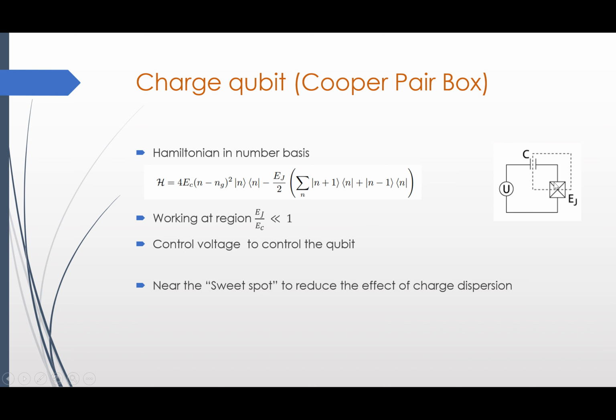As we've already known, a Cooper pair box is a Josephson junction in series with a capacitor. The Josephson junction has some capacitance Cj and Josephson energy Ej. Here is this Hamiltonian, and it works in a region where Ej over Ec is much smaller than 1, so the system deviates from a harmonic oscillator. We control the voltage to set the charge and control the qubit, and work near the so-called sweet spot to reduce the effect of charge dispersion. We know that the charge dispersion is uncertain and unknown, and we don't want to get affected by it.